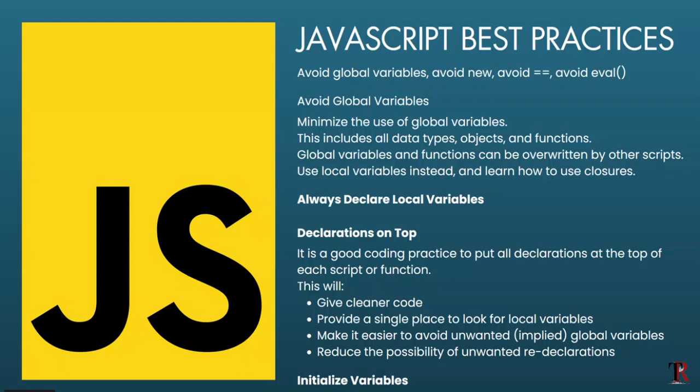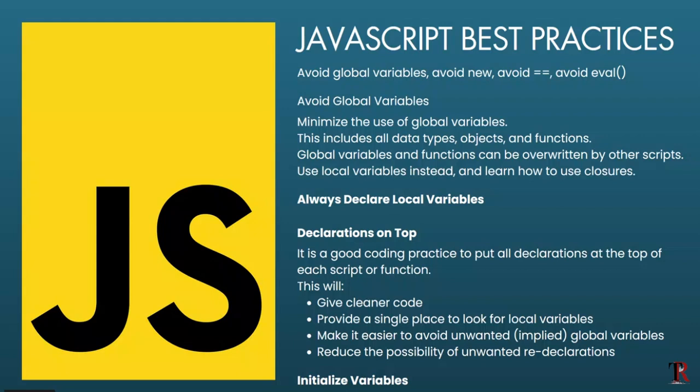Now, also minimize the use of global variables. If you cannot avoid it in its entirety, then minimize the use of global variables. This is very, very important. And when we are talking about global variables, it includes all data types, objects, and functions. Global variables and functions can be overwritten by other scripts.